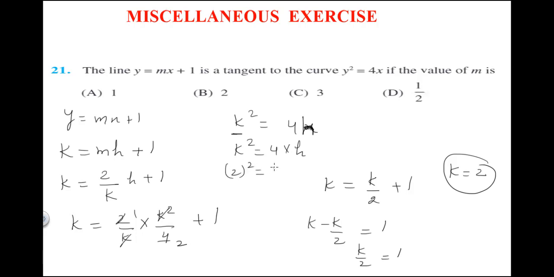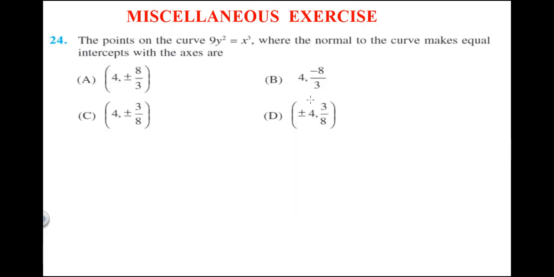So 2 square will become 4, 4 multiplied with h. So what is h from here? It is 1. So we got k as equal to 2 and h as equal to 1. So the slope value was m equals 2 divided by k. Putting the value of k as equal to 2, we get the slope value as 1. Hence the A option will be correct answer.